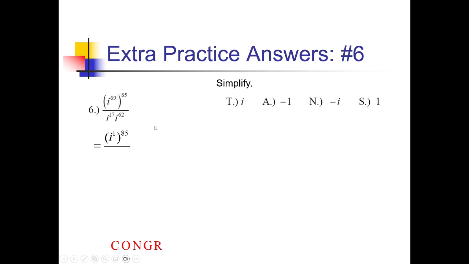And then for my denominator, I could go ahead and add those to get i to the, let's see here, that would be 79. All right, so now in the numerator, we have i to the first to the 85th. Still need to multiply those exponents, but this is much easier now. 1 times 85 is just 85, so no problems there. Dividing these i's, I'm subtracting the exponents. 85 minus 79 is going to be 6, so i to the 6.